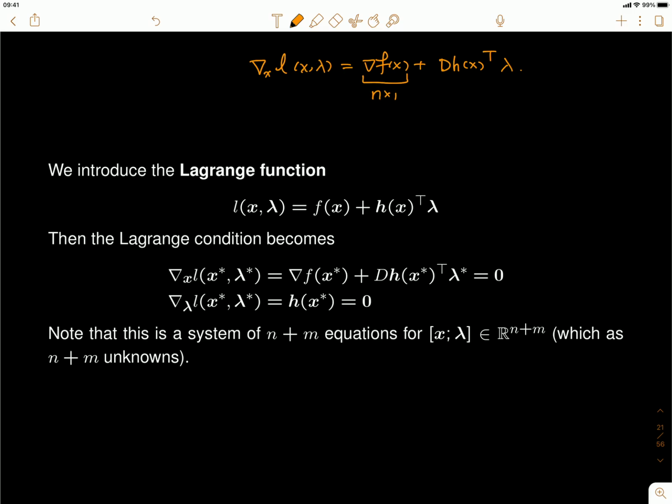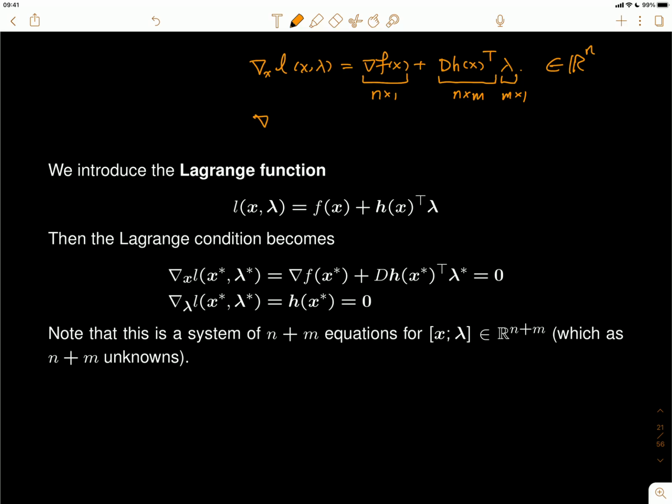Now remember that lambda is m by 1, and we can treat it as a column vector. The Jacobian itself is m by n, so with the transpose it gives us n by m. Times the m by 1 vector, the result is n by 1. So altogether, the gradient with respect to x is an n-dimensional vector.